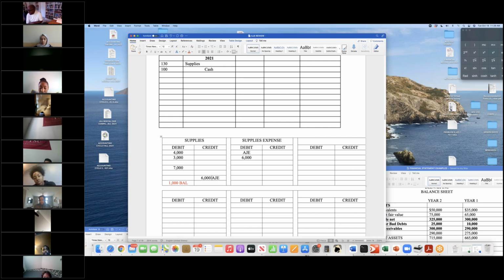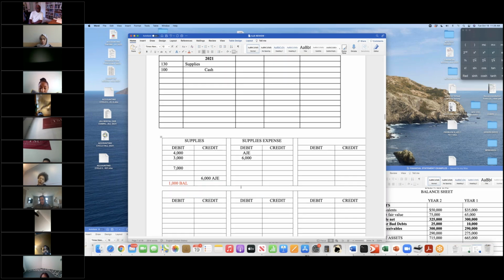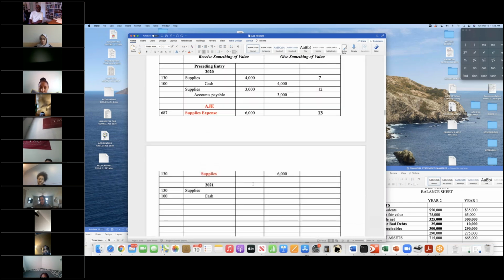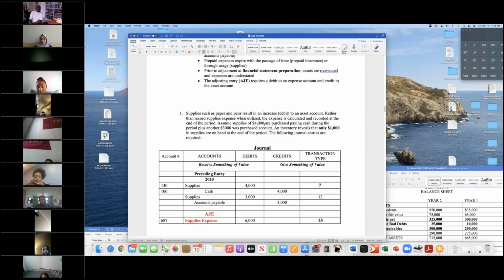That's a very good question, Kennedy. So you're helping people out. Never hold back on your questions. I was going to ask, can you go back to the question for me so I can read it? I guess I read it wrong. It says that supplies of 4,000 are purchased paying cash and 3,000 was purchased on account.